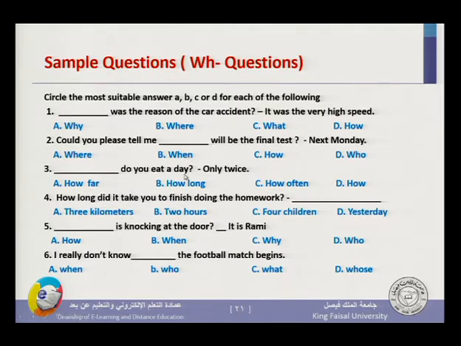Do you eat, blank, a day? Only twice. Twice, two times. So, okay. How often?